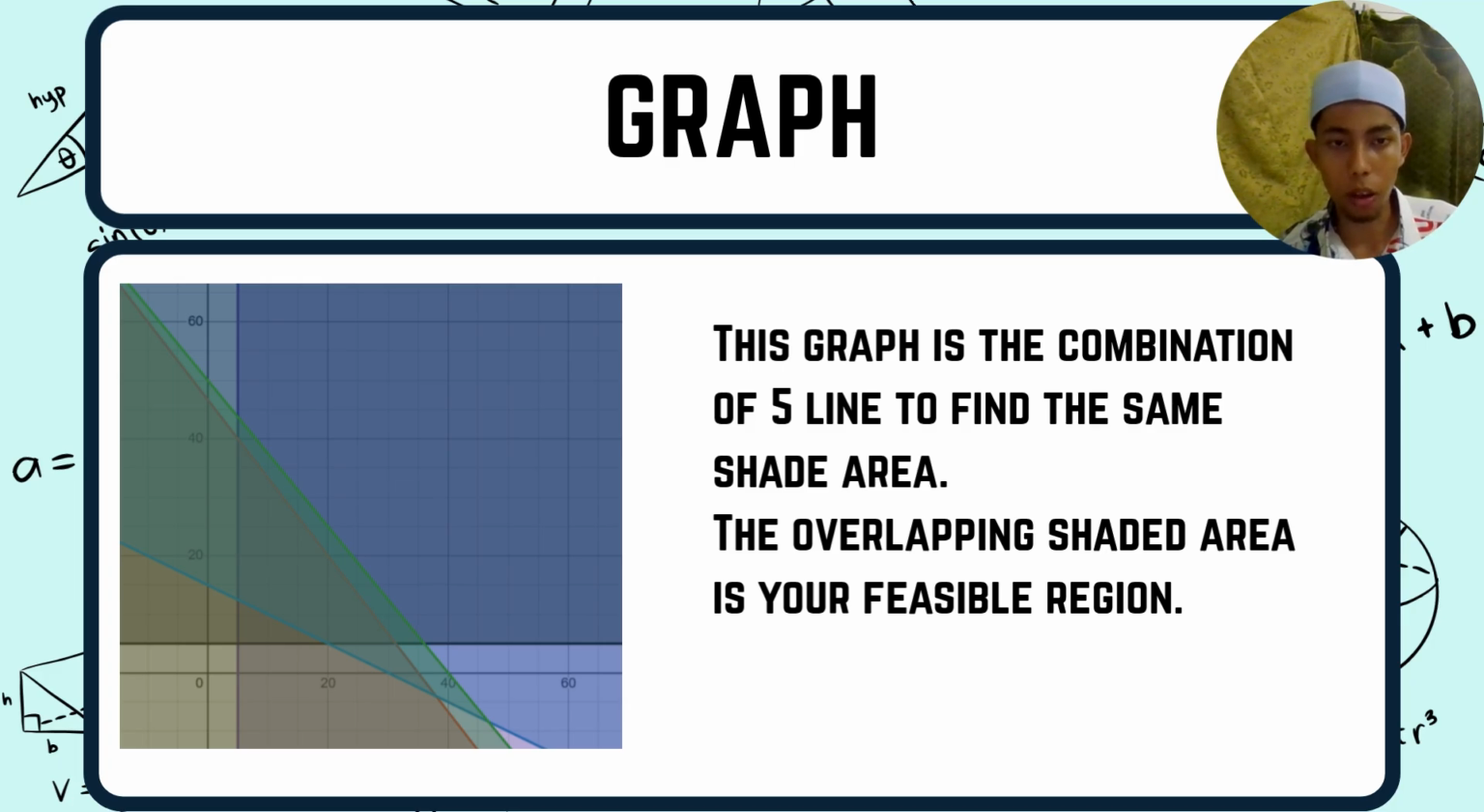This graph is the combination of 5 lines to find the same shaded area. The overlapping shaded area is your feasible region. The feasible region represents all the possible combinations of orange juice bottles and apple juice bottles that satisfy all the constraints and are non-negative because you cannot produce negative bottles, and respect resource limits and market requirements.